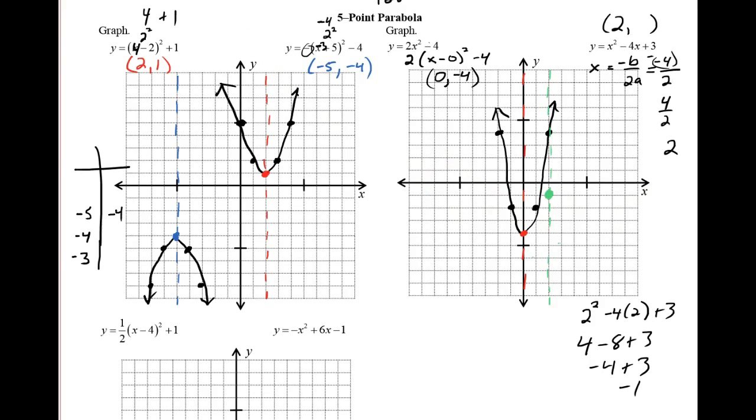So if I was making a t-table, I would put that 2, negative 1 in the middle, and I'd pick a point to the right of 2, 3. And now I just plug the 3 in and do the work. So since x is 3, it'll be 3 squared. So that gives us 9 minus 12 plus 3. Negative 3 plus 3 is 0. And then plug 4 in.